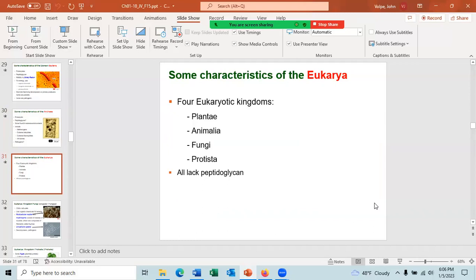All right, let's talk about the domain eukarya. We did mention that this domain has 4 different kingdoms: kingdom Plantae, kingdom Animalia, kingdom Fungi, and then kingdom Protista. All of the cells of the domain eukarya lack peptidoglycan. So generally speaking, the only living organisms which contain peptidoglycan belong to the domain bacteria. That's the only domain that has peptidoglycan. Any question about any of that?